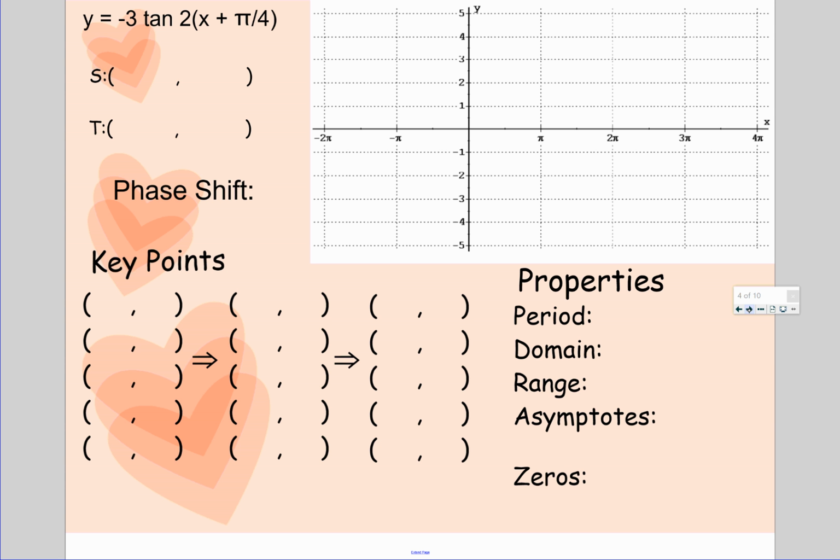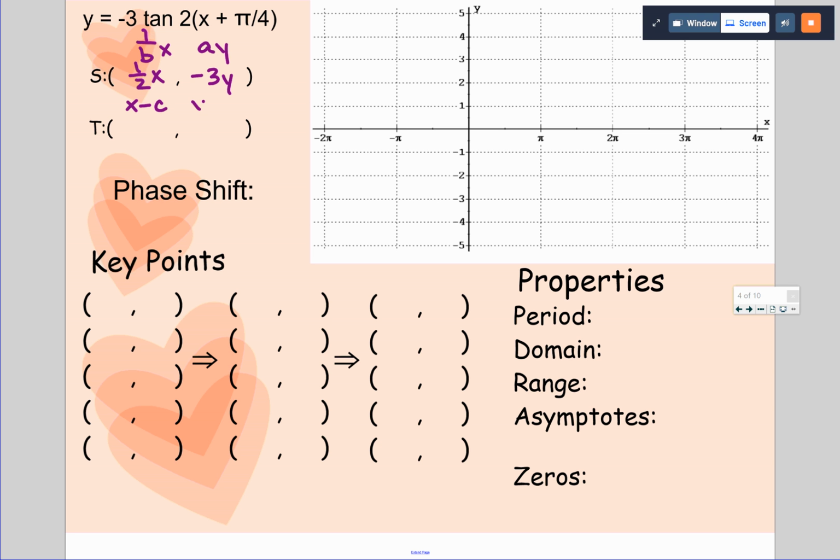Remember, if there's something in front of your x, it needs factored away from your x. This first one, that 2's already been factored out for us, so we don't have to worry about that. Okay, so rules for scale changes. Review from last week was reciprocal of b times x, a times y. What's the reciprocal of b in this equation? Just 1/2. X, and a is -3. Y. Bless you. My translations are x minus c, y plus d. Those are the rules. Same as sine and cosine.